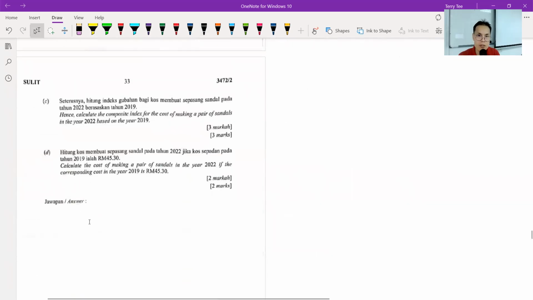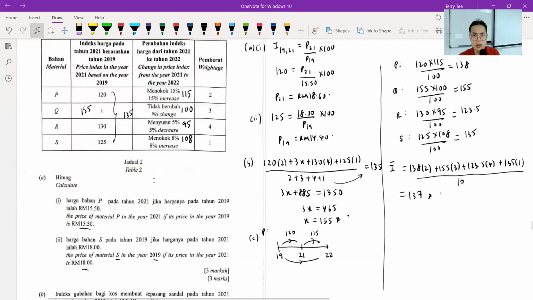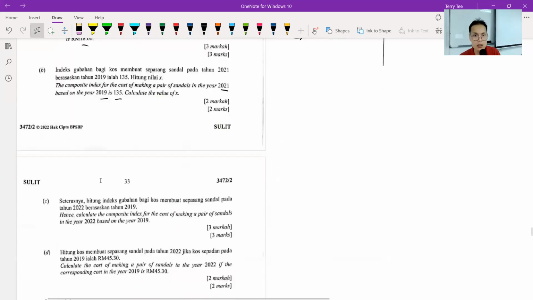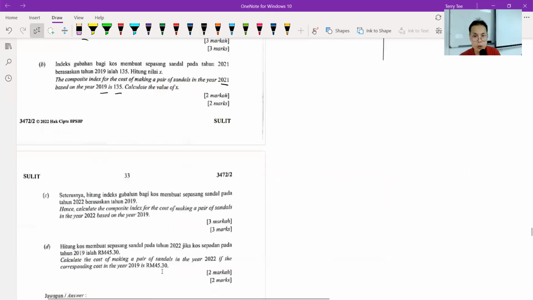They say the cost of making a pair of sandals in year 2022, if the corresponding cost in 2019 is 45 ringgit 30 cents. So we already know the cost. From 2019 to 2022, the overall cost has increased by 37%. So we want to find the cost in 2022, given the cost in 2019 is 45 ringgit and 30 cents.